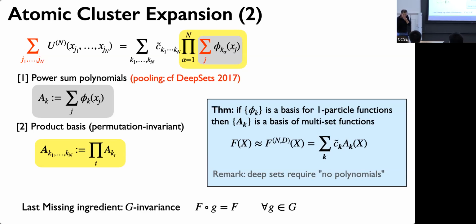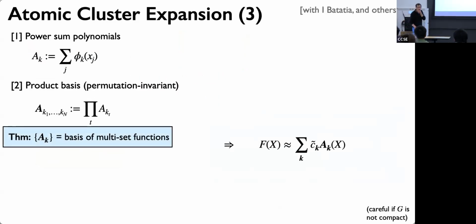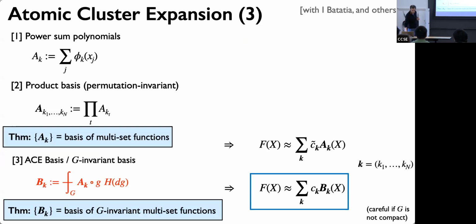Okay. Now there's a final missing ingredient in the story, which is that the models I'm after have this group invariance, right? So how do we build that in? And that's the last step now. And the idea is almost trivial, right? You have a basis of permutation invariant functions. You average it over your group, and you're done, right?